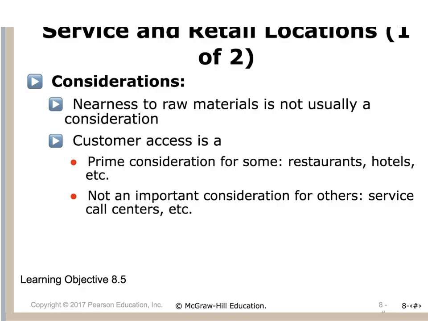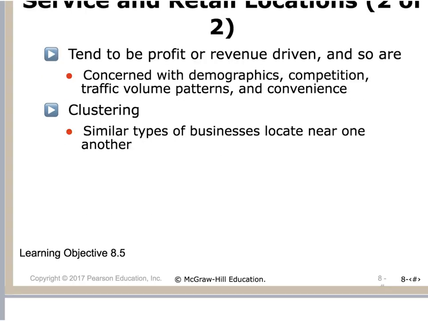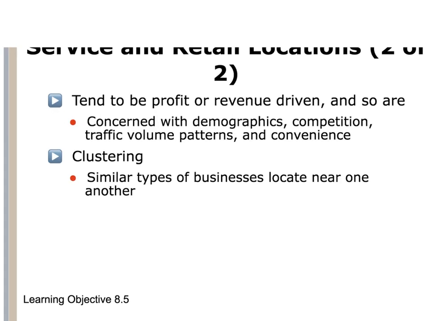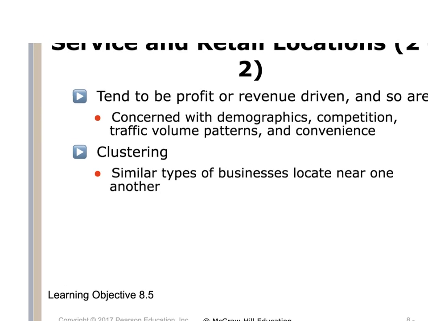People don't want to go too far to get fast food, but if it's a high-end restaurant, they'll probably travel a little bit further. Customer access for a restaurant is number one. Other factors really focus on profits. They're going to look at demographics, competition, traffic volume patterns, and convenience. And then finally, clusters.